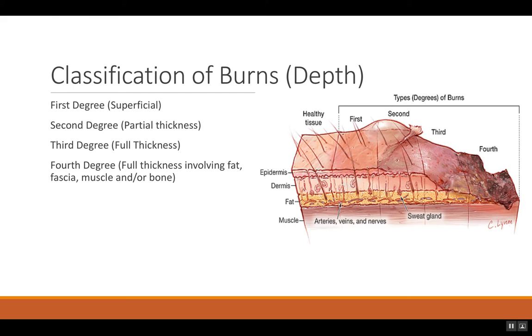So the other thing to keep in mind is patients might have multiple types of burns. So they might have a combination of second, third, and fourth degree burns. That's the other thing that you will hear a lot of times when you're caring for a patient, that they have burns of multiple degrees.